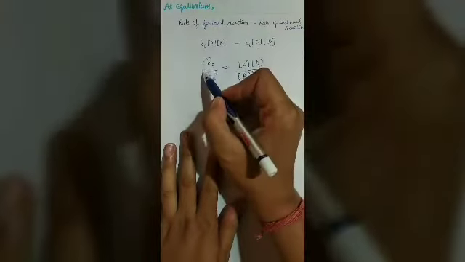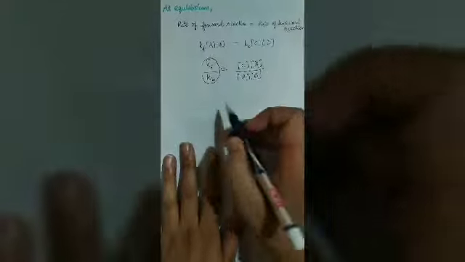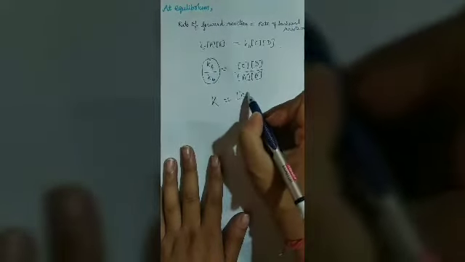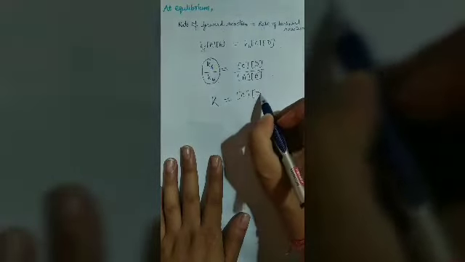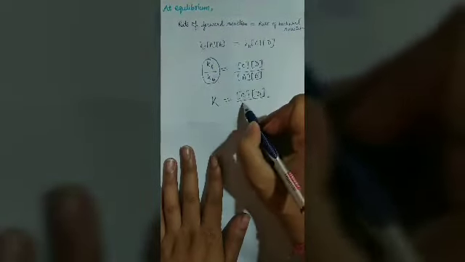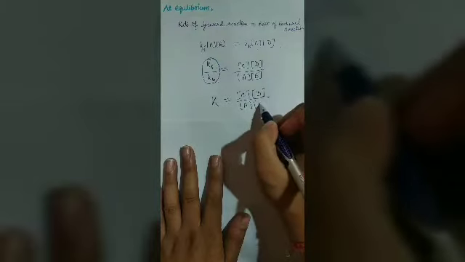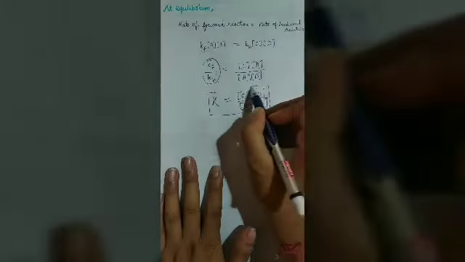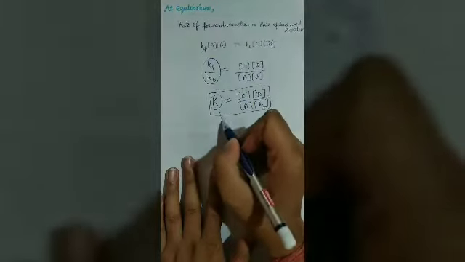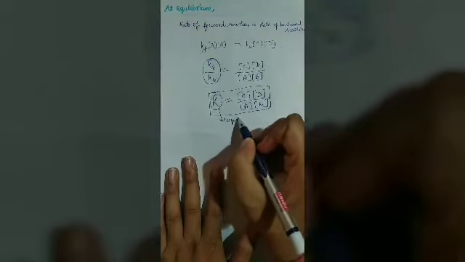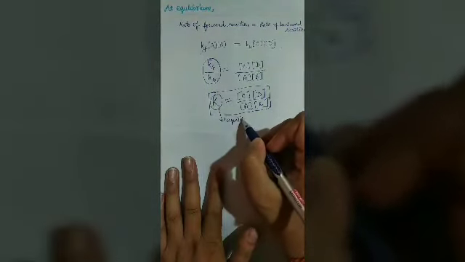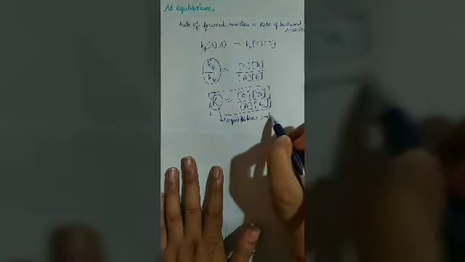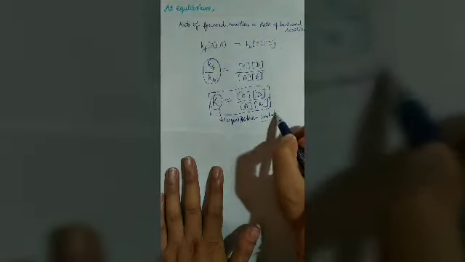If this constant term is represented by a single constant K, then K is equal to concentration of C into concentration of D divided by concentration of A into concentration of B, where this constant K is termed the equilibrium constant. This is called the equilibrium constant. So whenever our reaction is in equilibrium, then the rate of the forward reaction must equal the rate of the backward reaction.